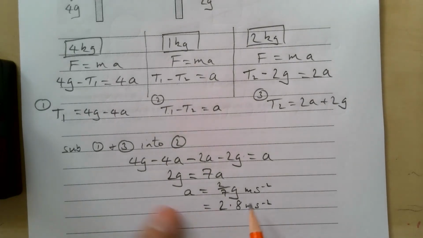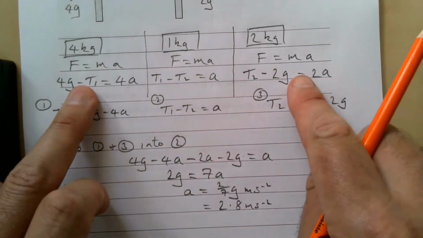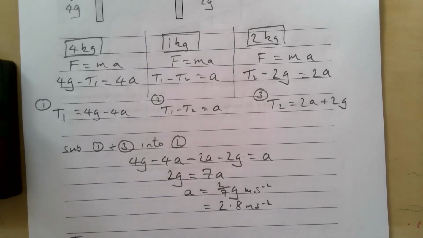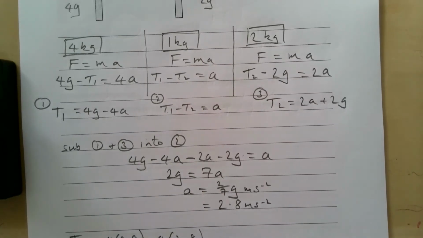We now need to use that to work out our 2 tensions. It's actually easier to sub it into these 2 versions rather than these 2 versions. It just makes our sum slightly easier. So let's go for this here. T1 equals 4 times 9.8, take away 4 times 2.8. Surely that's quite easy. 9.8 take away 2.8 gives me 7, so it's going to be 28 newtons.